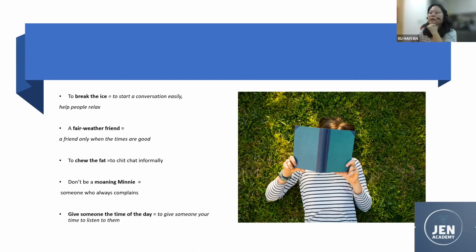Next is a very common phrase, moaning minnie. Moaning means somebody's been whining or complaining a lot, so a moaning minnie is somebody who always complains nonstop. The last one is give somebody the time of day, which means you give your time to listen to people. You can say, I think you should give Tom the time of day, which means you should spend some time with Tom to listen to him and understand what's going on with him, to chit chat with Tom, to listen to what he has been doing or getting along, to understand a little bit more of that.